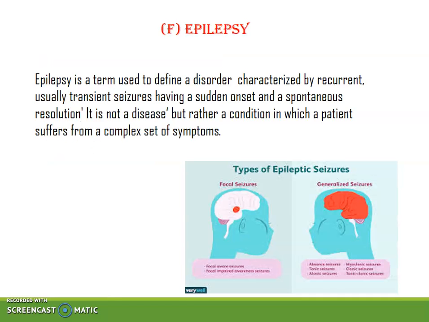Now, the next disease we are going to study is epilepsy. It is a term used to define a disorder characterized by recurrent, usually transient seizures, having sudden onset and spontaneous resolution. It is not a disease but rather a condition in which patients suffer from complex sets of symptoms.